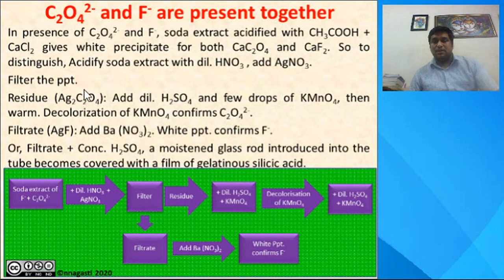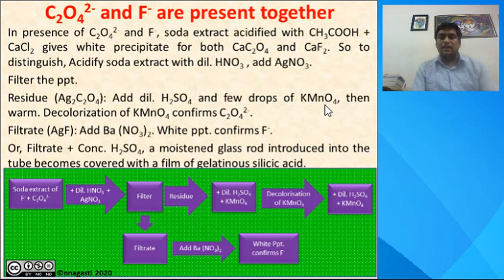The residue is silver oxalate. Treat the residue with dilute H2SO4 and add a few drops of potassium permanganate. If it decolorizes potassium permanganate due to the redox reaction between oxalate and permanganate, then oxalate is confirmed.